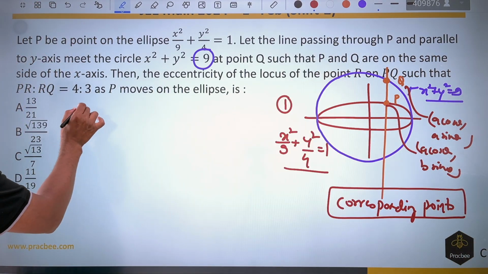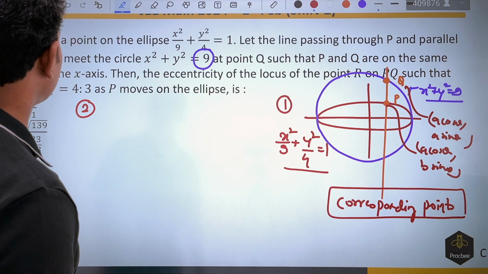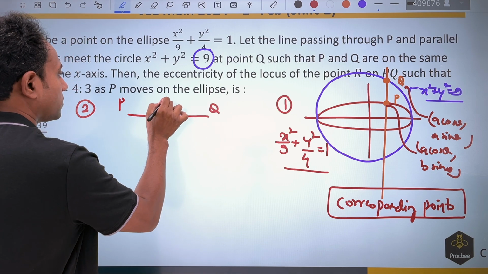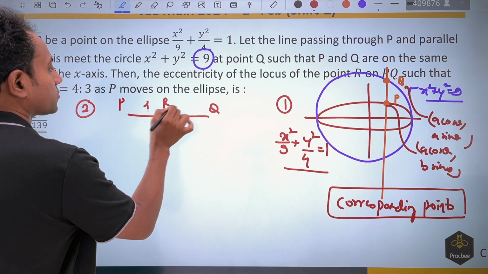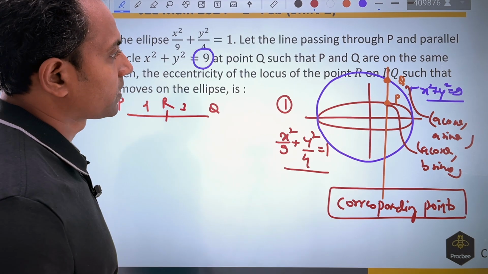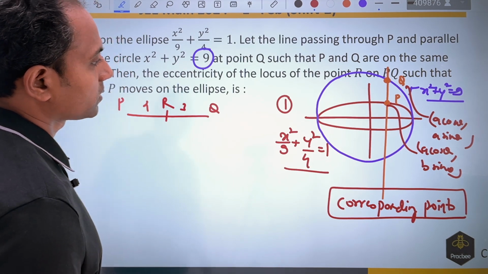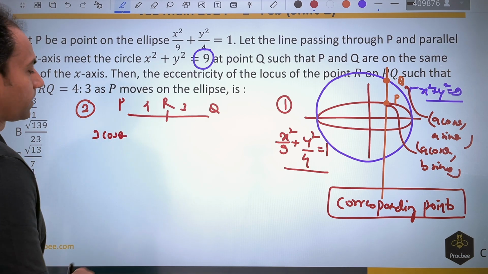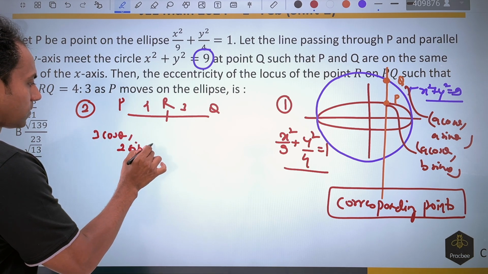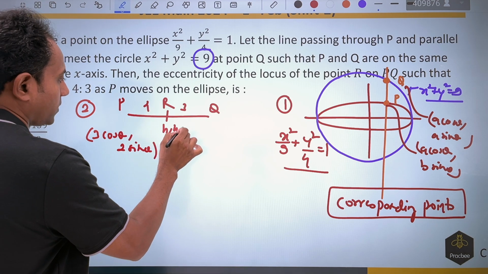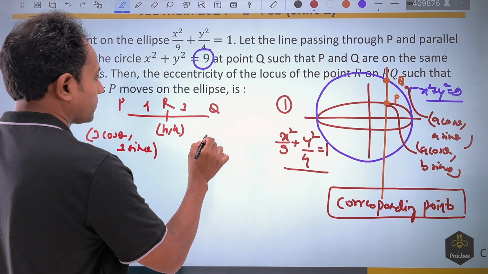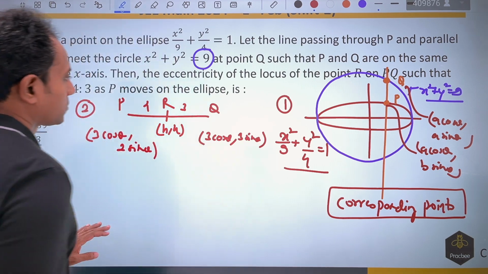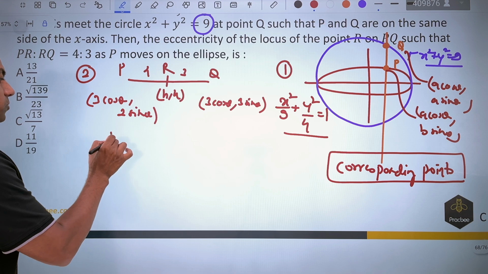There is a point R on the line PQ. So we have P, we have Q, and there is a point R on it that divides it in the ratio 4:3. Now if you look into this, my point P is nothing but a cos theta, b sin theta. So this is nothing but 3 cos theta, comma 2 sin theta. This point whose locus I want to find will become h comma k. The point Q will become nothing but a cos theta, a sin theta. So now the problem becomes very simple. We are going to write the locus.